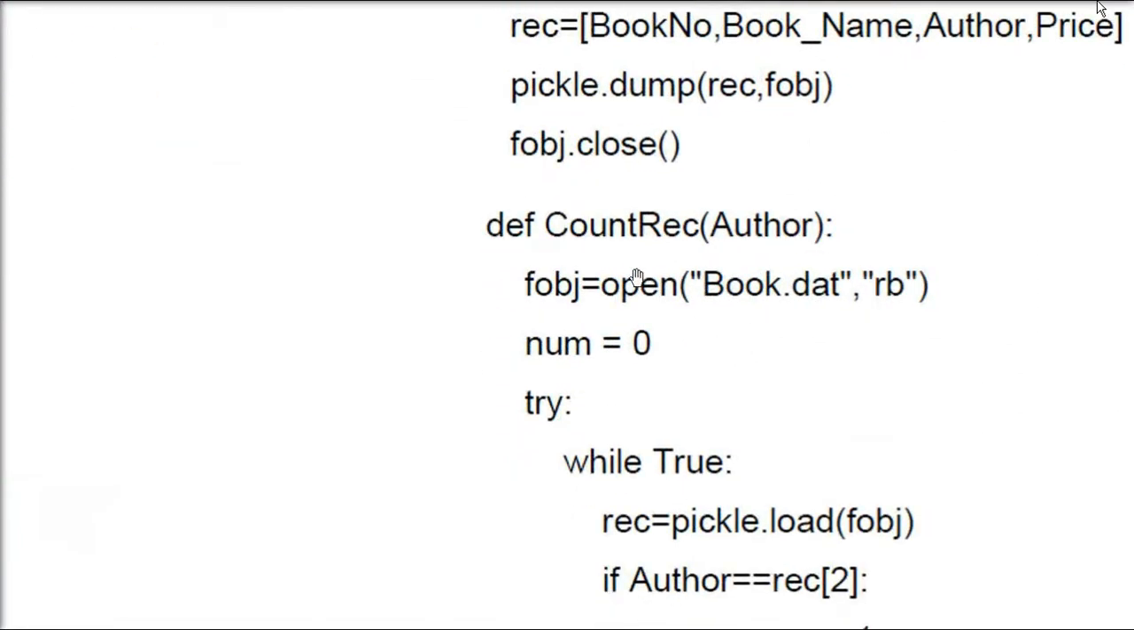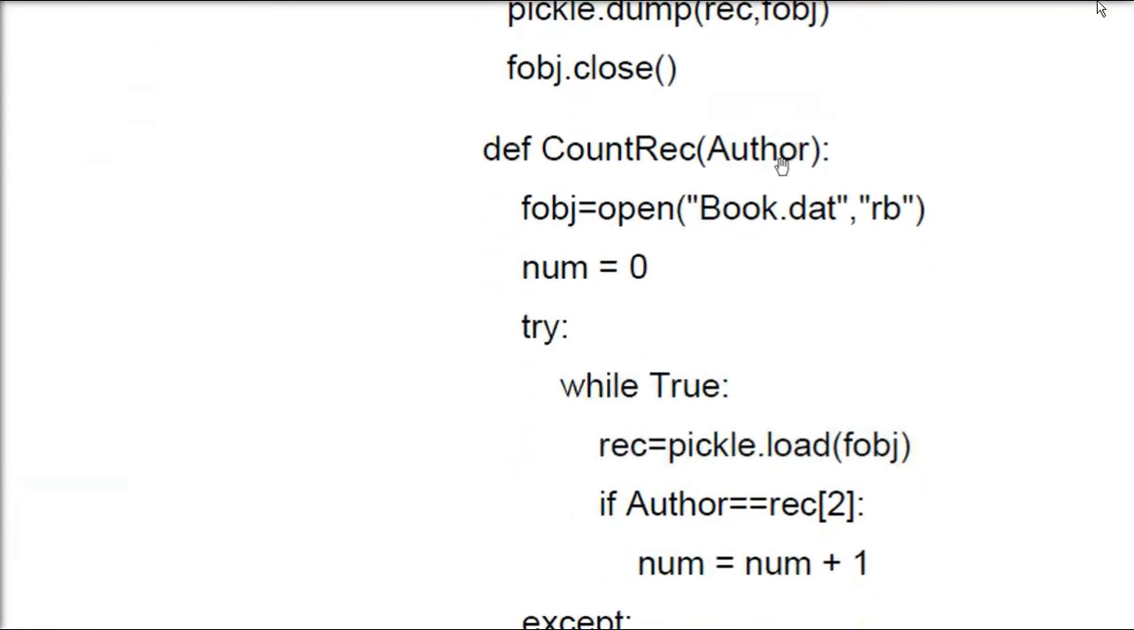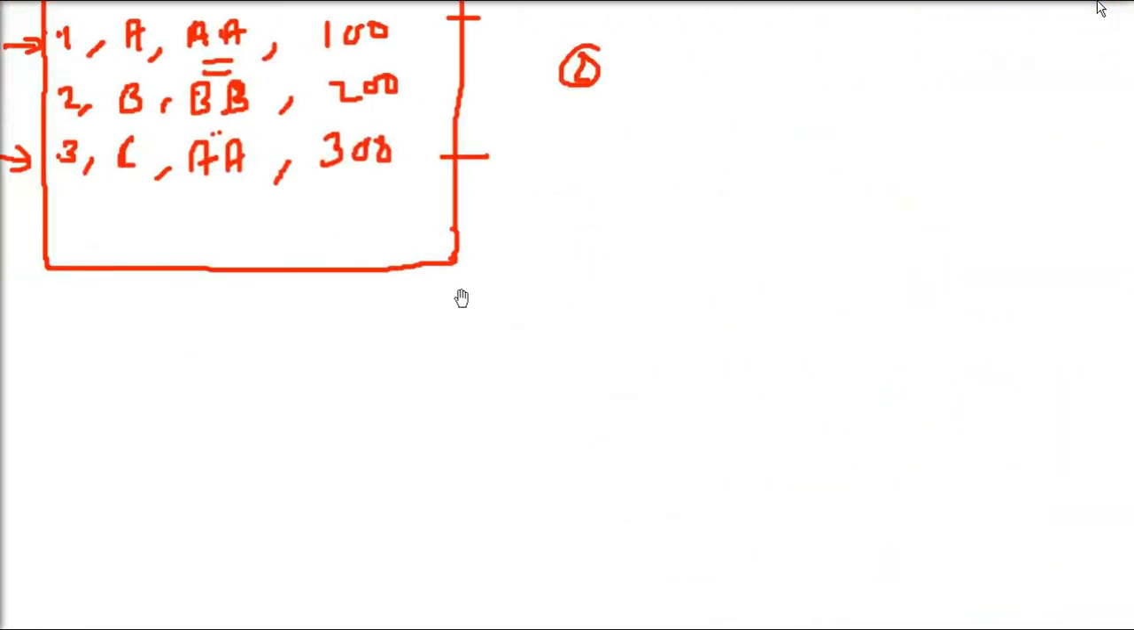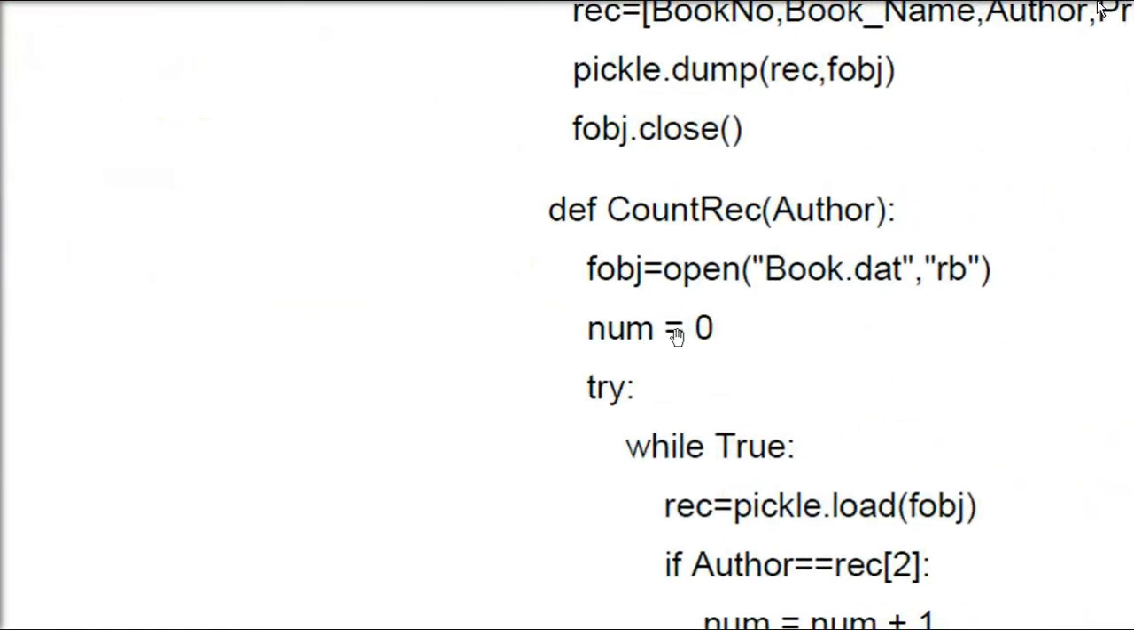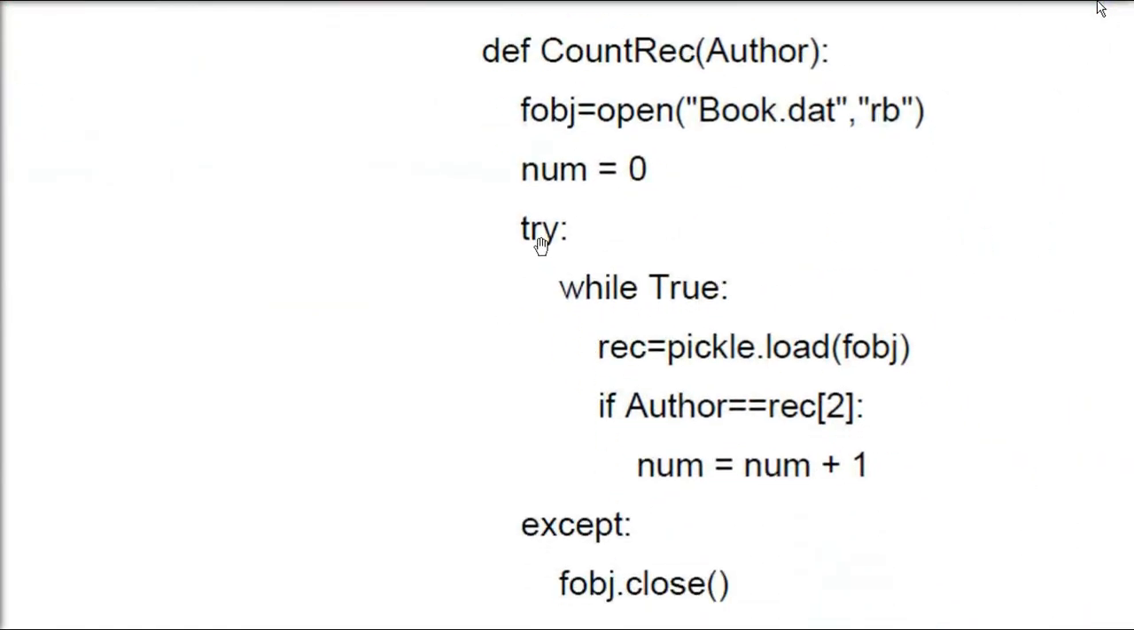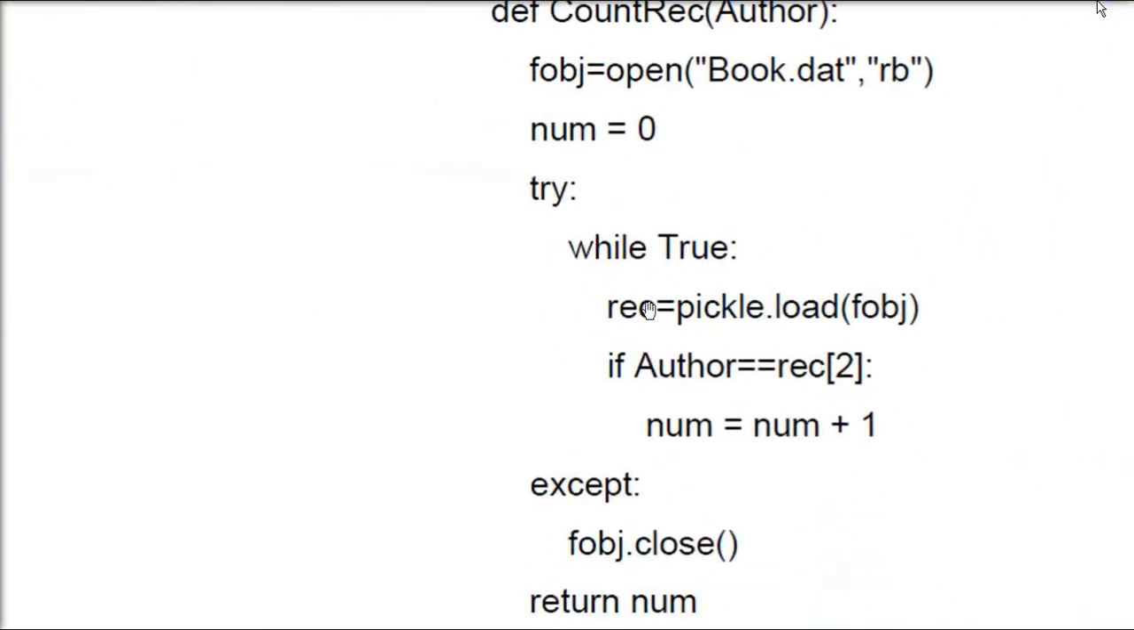We have created file now. Now coming to count. So what we'll do now, author is the parameter of this. So we'll again open this book.dat with read binary because we don't have to write anything here. We read binary because we are counting the number of times that the author has come. So num equals 0. So we start with 0. Then try except, if any error is there in try, then we go to except.